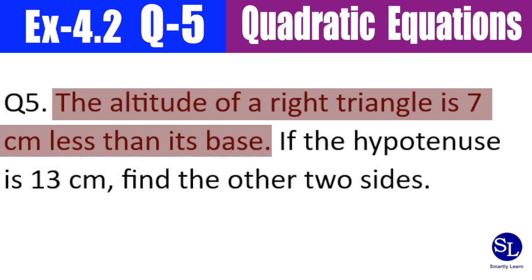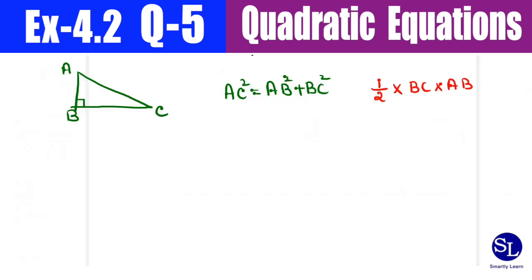The altitude of a right triangle is 7 centimeters less than its base. So first let's mark the variable. I'm going to mark the base of the triangle as x. So the altitude is going to be 7 centimeters less than the base, so this is x minus 7. And what was given to us, the hypotenuse, is given as 13. So this is a basic setup.